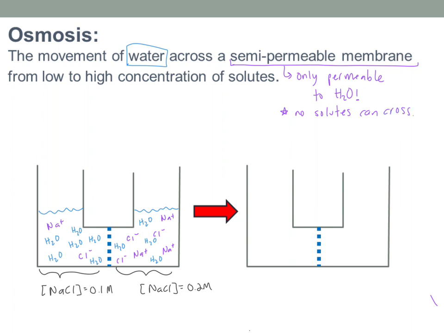And with diffusion, we did not have that same limitation. If you remember from that first video, I did the one with the stink bomb. There was no membrane at all there. That was just a smell moving across a room. You don't need a membrane for diffusion, but you do need a semi-permeable one for osmosis. And what we're going to see in osmosis is that water is going to move from low concentration to high concentration. That's what we're looking at.